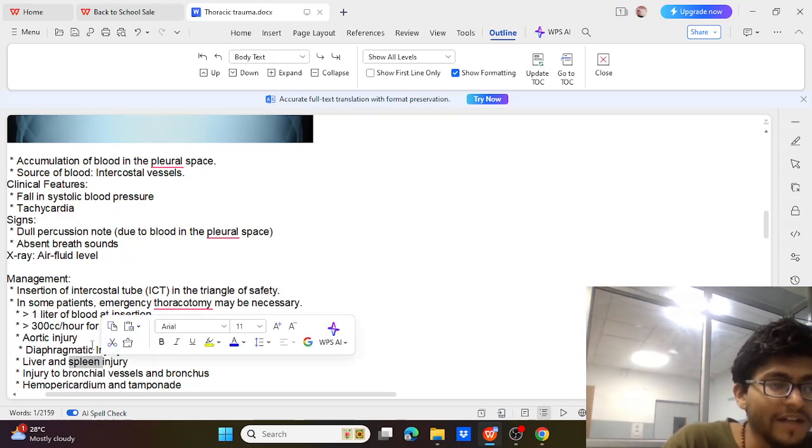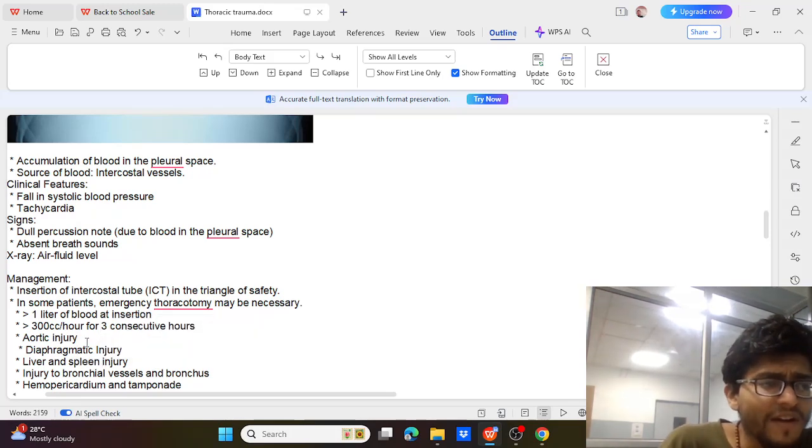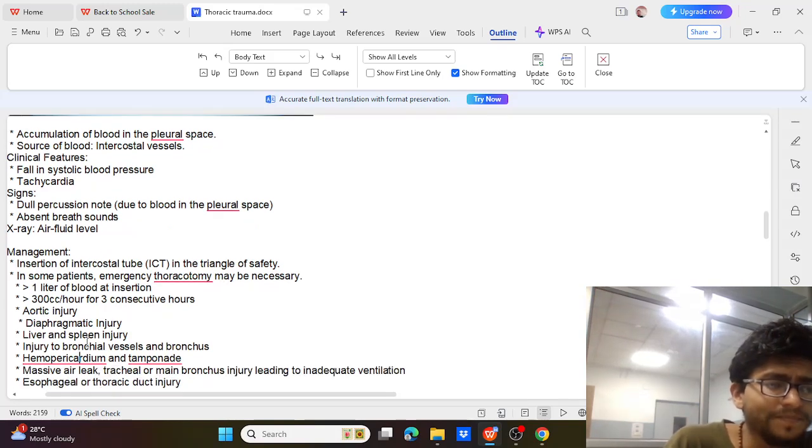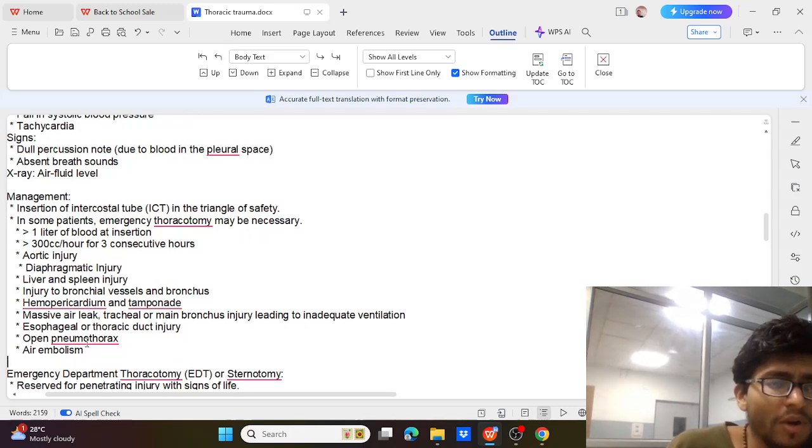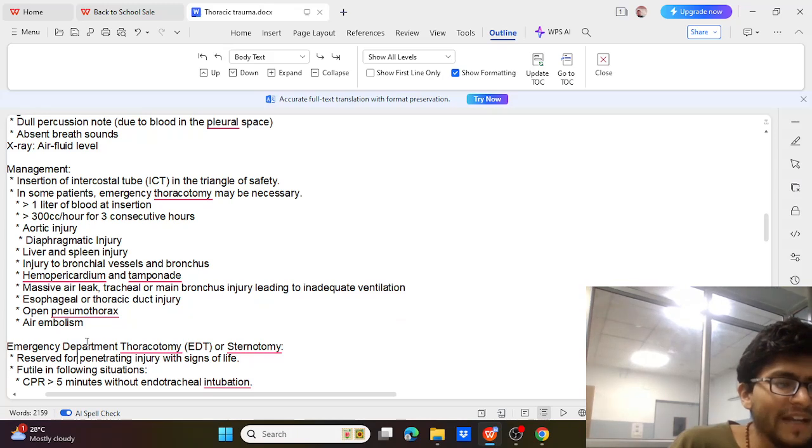Other indications: if there is an aortic injury, diaphragmatic injury, liver and spleen injury, tracheobronchial injury, bronchial vessels and bronchus, any hemopericardium or tamponade, massive air leak, tracheal injury, bronchus injury causing inadequate ventilation, the patient is not able to breathe, esophageal injury, thoracic duct injury, open pneumothorax with deranged vitals, we'll again have to consider it. Then air embolism, if it has been found that the patient has air embolism or there is a high suspicion of that, then it may also need emergency thoracotomy.